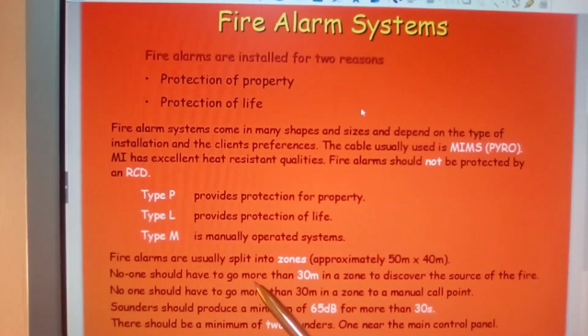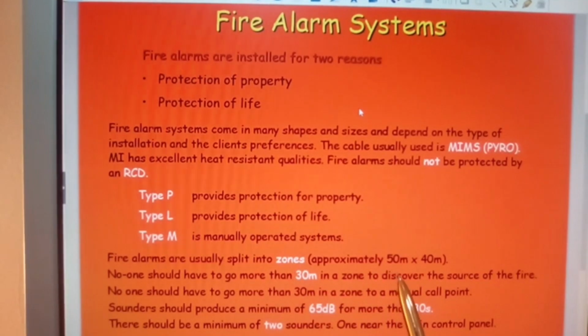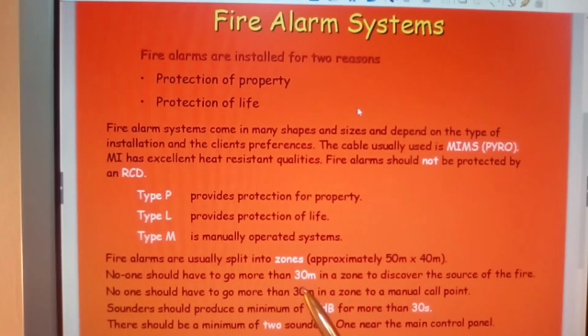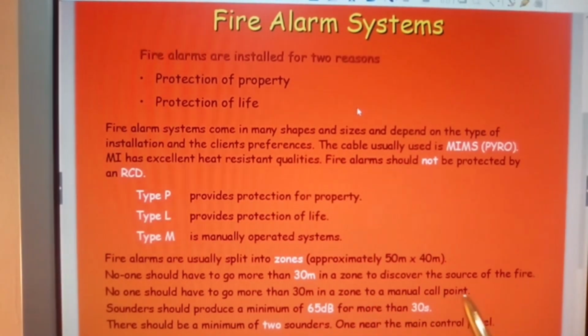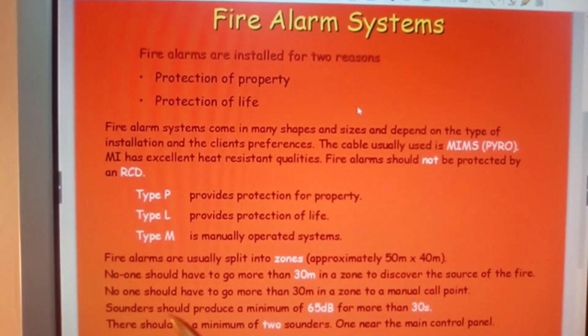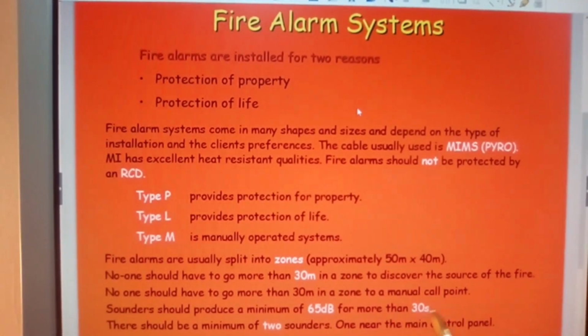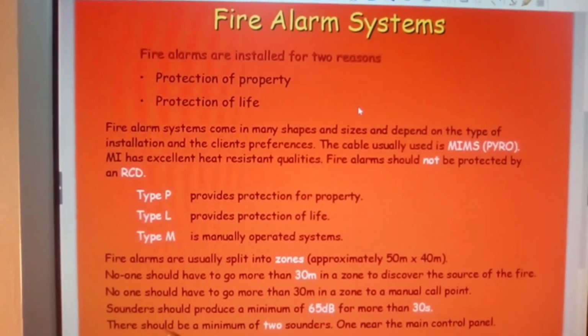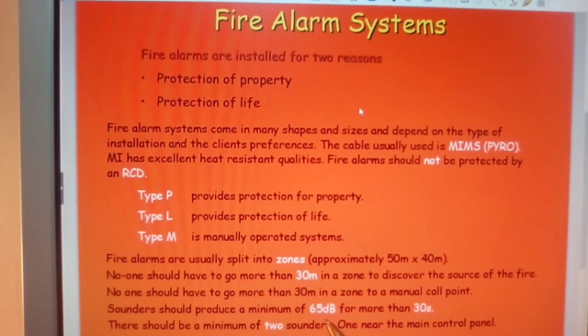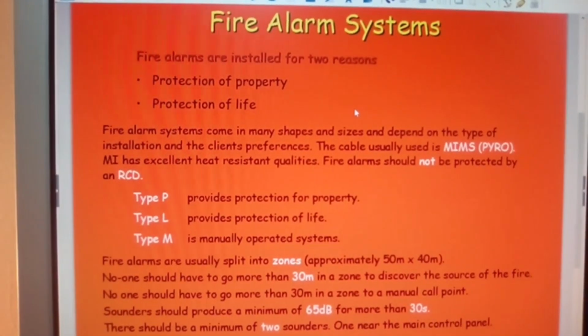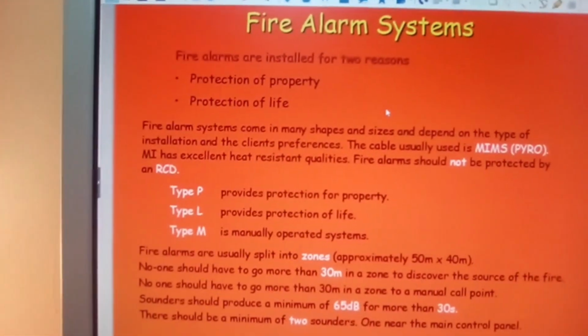Fire alarms are usually split into zones, approximately 50 meters by 40 meters. No one should have to go more than 30 meters in a zone to discover the source of the fire. No one should have to go more than 30 meters in a zone to a manual call point. Sounders should produce a minimum of 65 decibels for more than 30 seconds. There should be a minimum of 2 sounders, one near the main control panel and one located elsewhere.